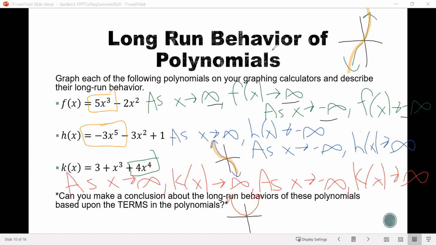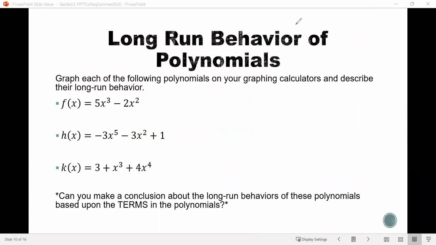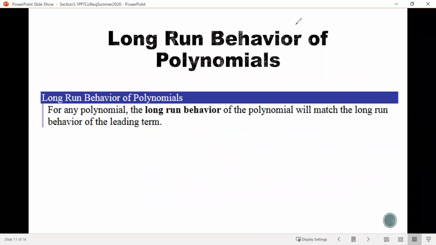And what do we notice about those specific terms that I highlighted in each case for each polynomial here? Yeah, notice that it was the leading term in each case, right? It was the term that contained the highest power, okay? And so that is what determines the long-run behavior of a polynomial. All right, so the long-run behavior will match the long-run behavior of the leading term. So all we have to do to figure out what the long-run behavior is, and to also get an idea of the shape of the graph, is look at that leading term.